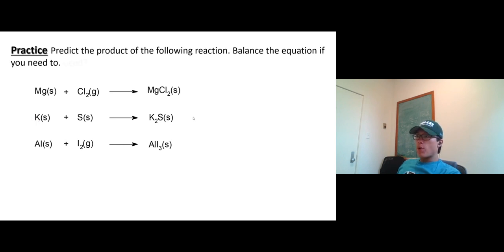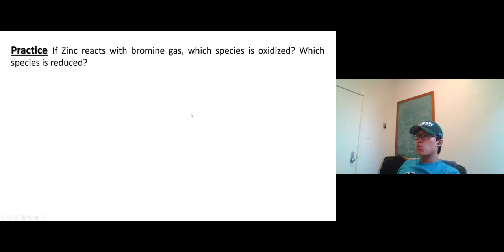All right, one more time. So zinc reacts with bromine gas. Which species is oxidized? Which species is reduced? First off, write the equation first. Right, the chemical reaction. So zinc, the solid zinc. Now bromine gas. What's the formula of bromine gas? Is it just bromine like Br?